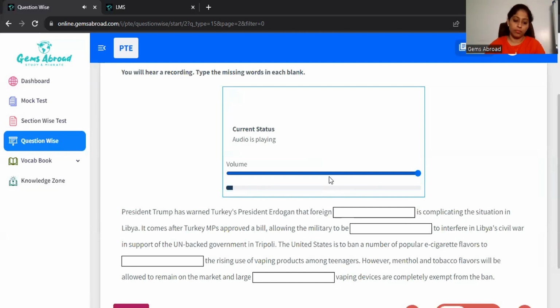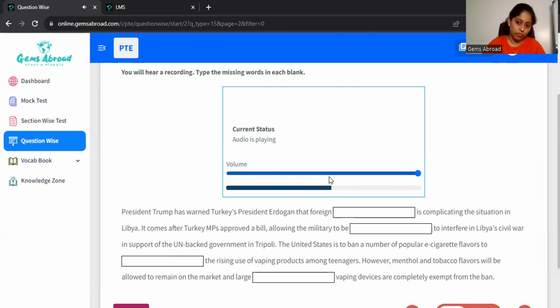President Trump has warned Turkey's President Erdogan that foreign interference is complicating the situation in Libya. It comes after Turkish MPs approved a bill allowing the military to be deployed to intervene in Libya's civil war in support of the UN-backed government in Tripoli.